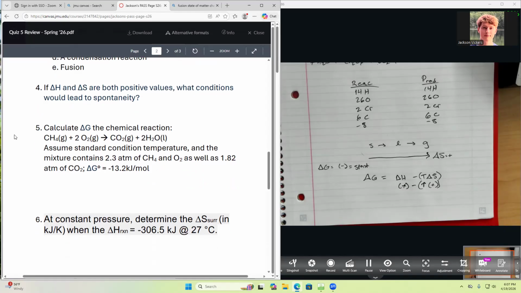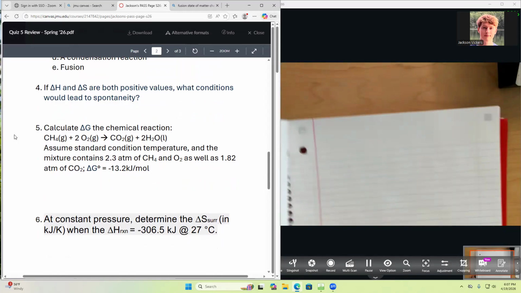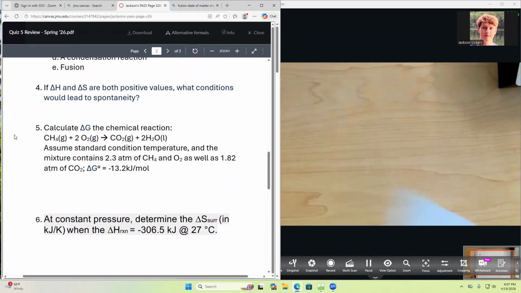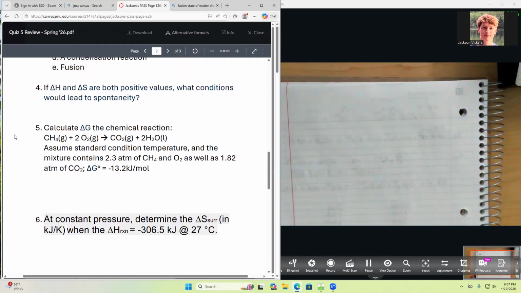This is using some real formulas that we need to plug into. If you know the formula off the top of your head, use it. I'll pull it up real quick. We have a reaction that is written like that, and we're assuming standard condition temperature. Does anyone know what that is? Yeah, 25 degrees Celsius or 298 Kelvin. And we're given exact amounts in atmospheres for these gas reactants and products.